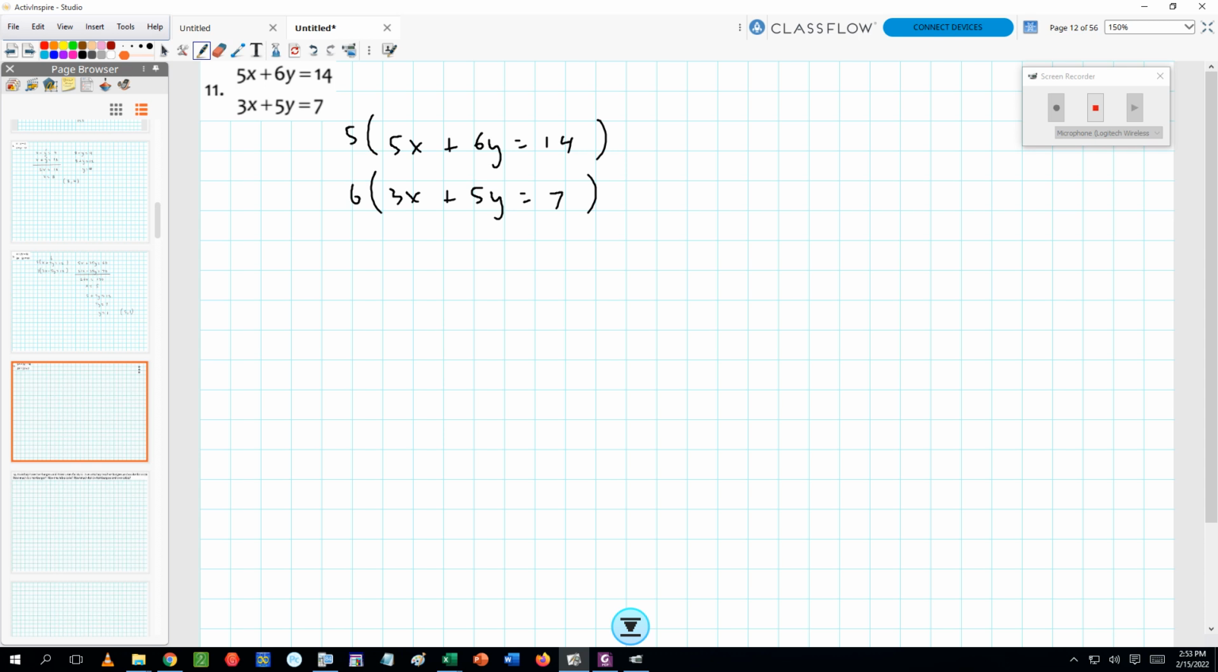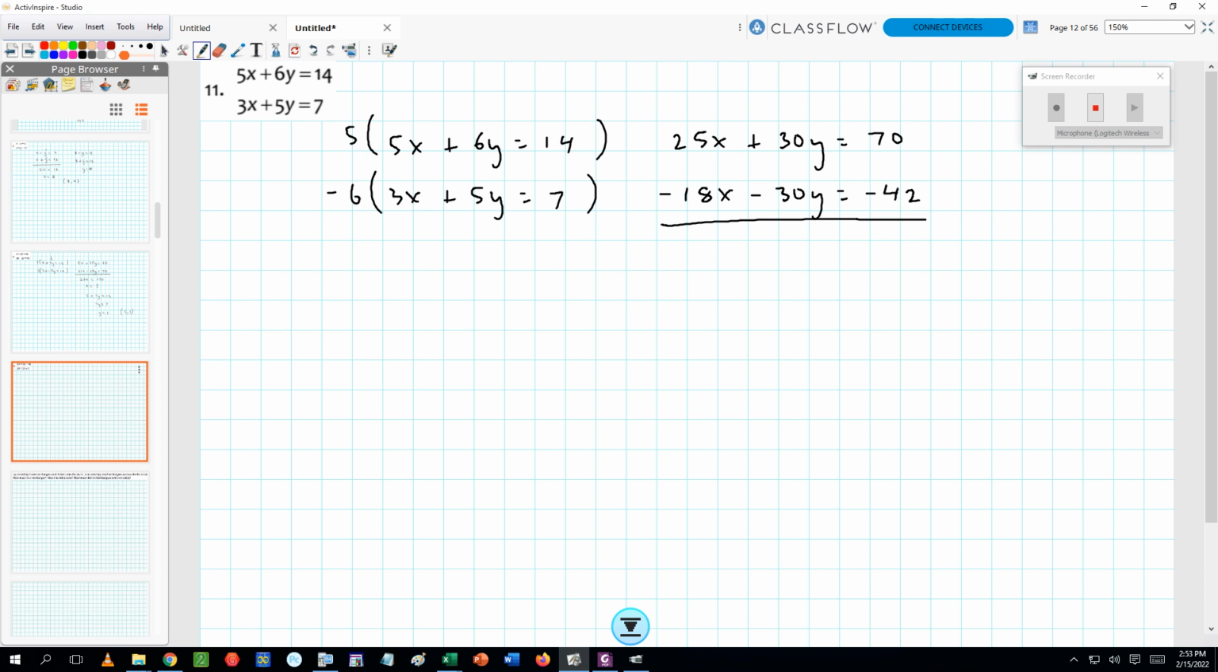Okay, so what I want to do is I want to make one of them opposite. So on the bottom, I'm going to multiply that by negative 6 instead. And I usually do that to the one on the bottom. So 5 times the 5, 5 times the 6, 5 times the 14 is 70. Negative 6 times the 3, negative 6 times the 5, and negative 6 times the 7. Draw my bar. Do you see how the y's will now cancel? Because they're opposites. One's positive 30, the other one's negative 30.